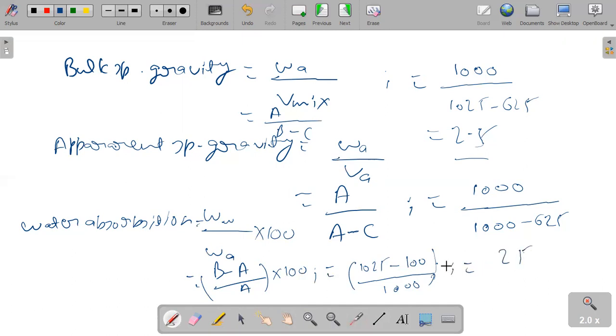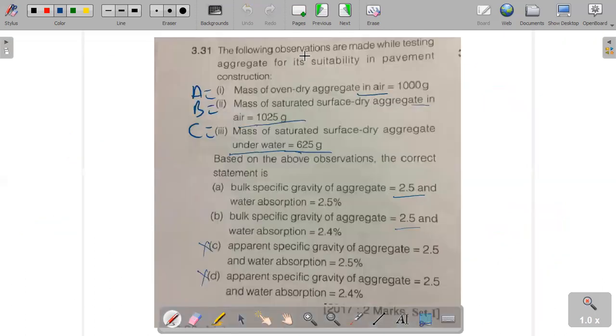That is 25 upon 1000 into 100. So that is 2.5, which is our correct answer. It is in percentage. Okay. So our correct answer is option A.